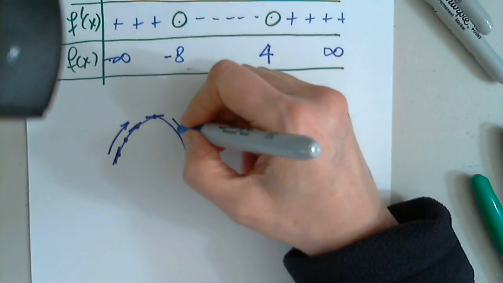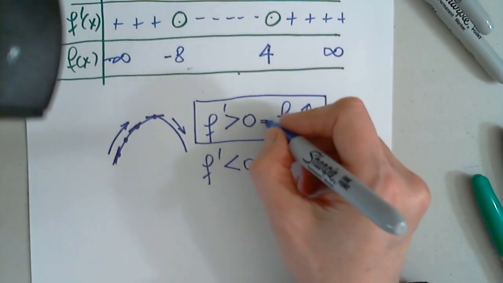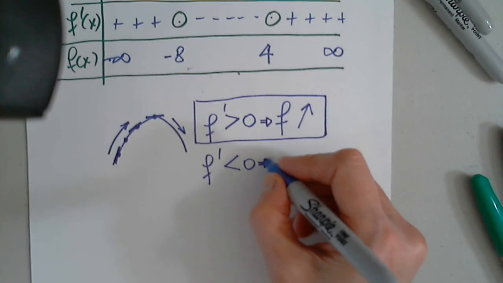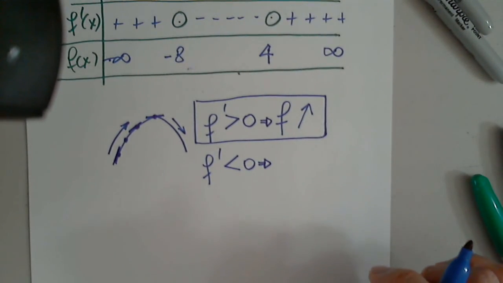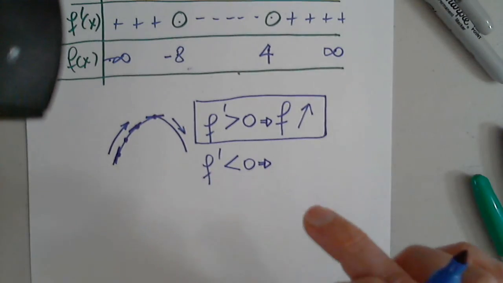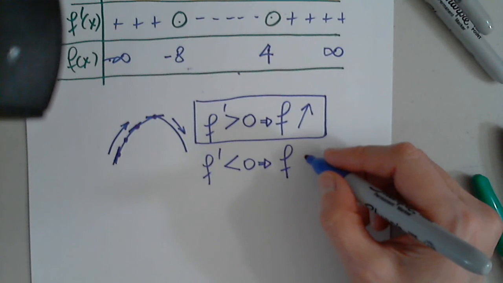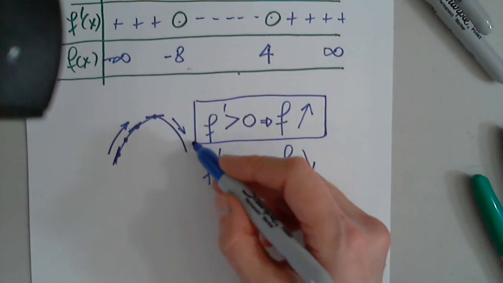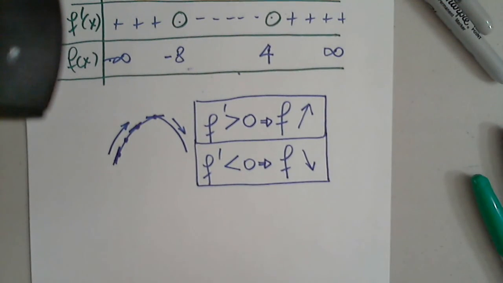So on the other side, when f prime is negative, maybe I should write an arrow so it's clear what I mean here. When the derivative is negative, what does the function do? It's going down. Very good. So please, these are key concepts so far. Critical numbers, and these are the intervals of increasing, decreasing.